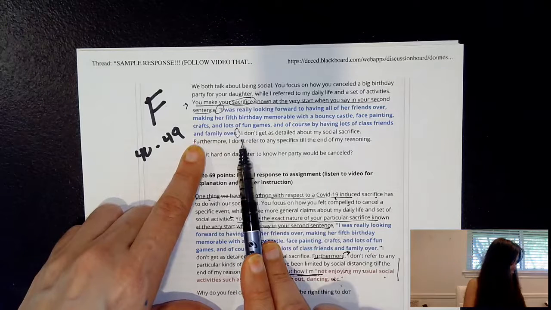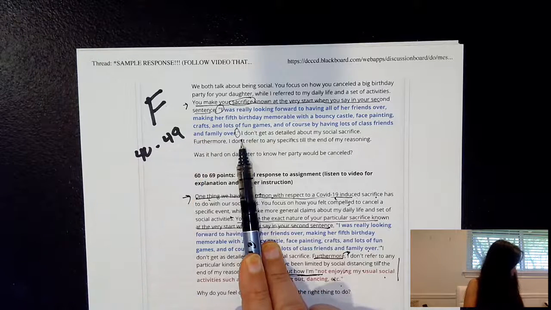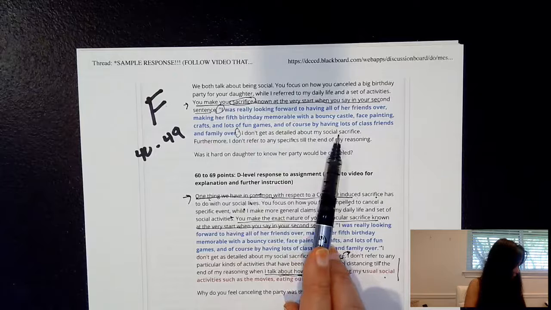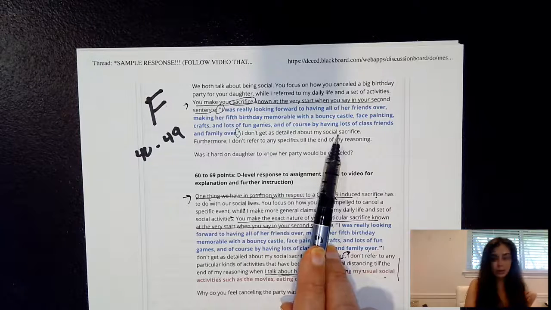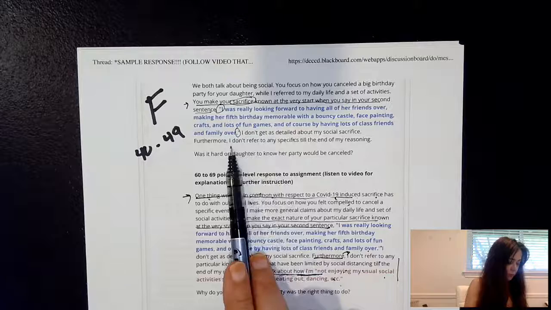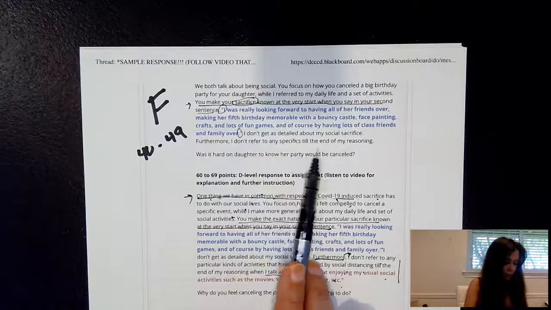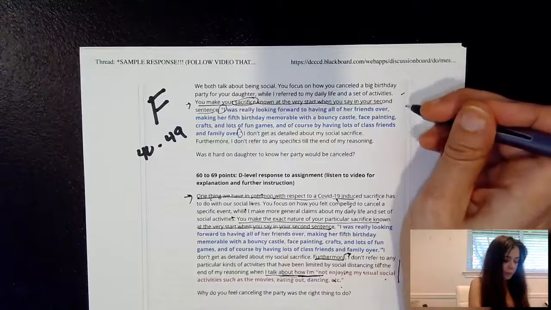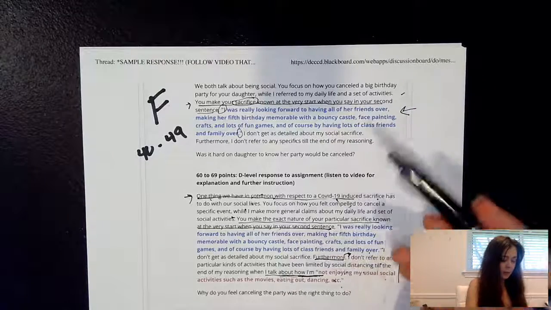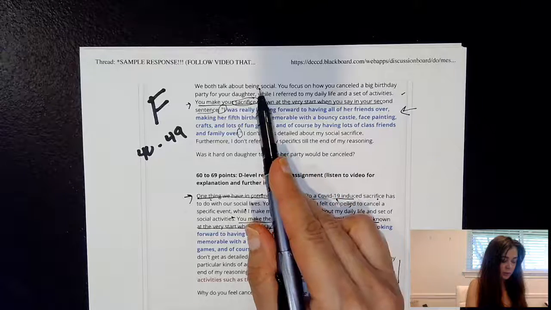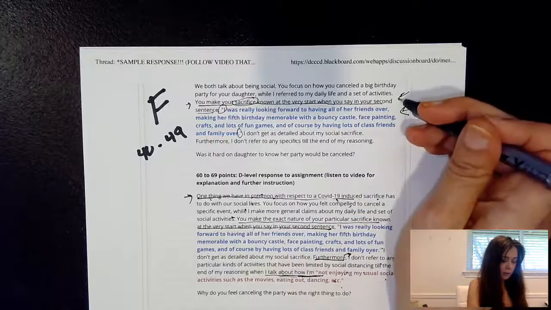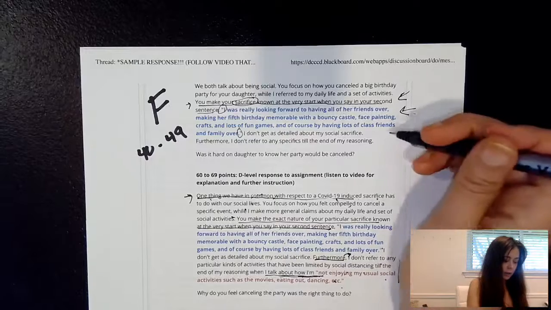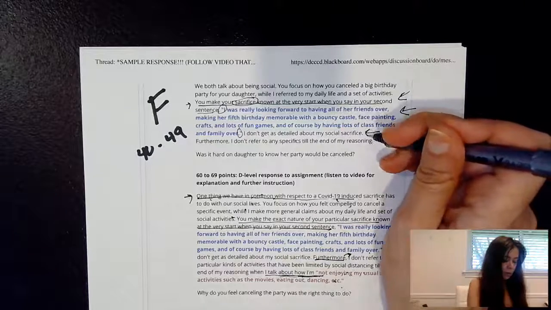The student goes on to say what they had said before, I believe. They say, I don't get as detailed about my social sacrifice. Okay, so that's a new bit of information that wasn't in the previous response. And they say, furthermore, I don't refer to any specifics till the end of my reasoning. That was in the previous response. So here, we have a relevant quote to back up a claim that they're both talking about something social. We have a good introduction to that quote. And we have some more detail about their own response.